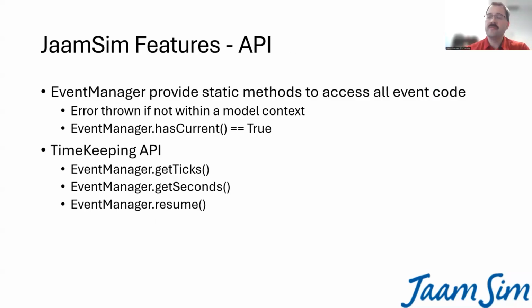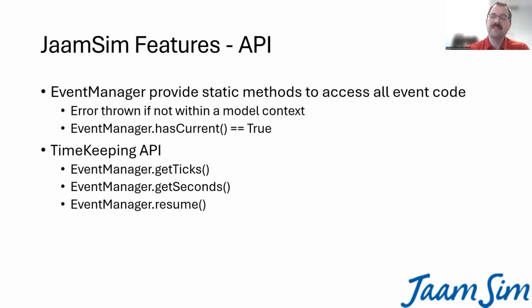So for the actual details of what's provided to the program, we're just going to do a high-level rundown of what API is actually provided. All of the timekeeping, all of the event handling, all of that management is provided by an object called the event manager, and it provides static methods that can be called from generally anywhere to access that event code. The one piece is if you are outside of the model context, it will always throw an error for you, and that's really just to assist the development of your model objects to make sure that it fails early when you're debugging and creating these models.